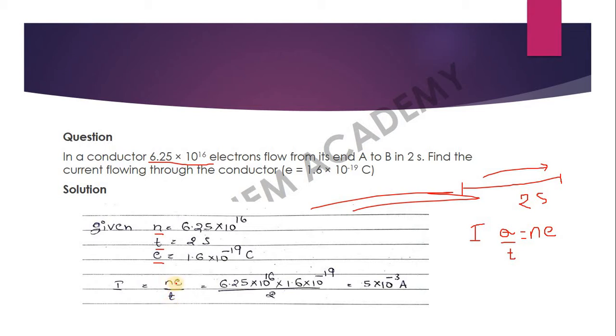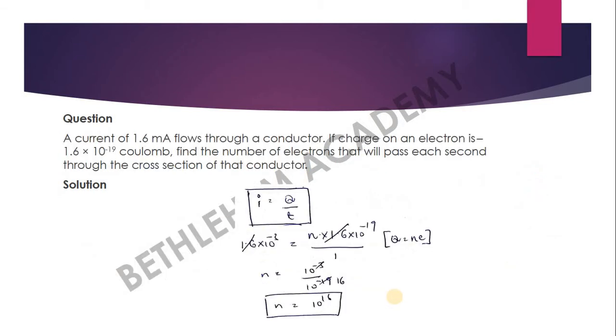Substituting the values, N is equal to 6.25 into 10 power 16, e is equal to 1.6 into 10 power minus 19, T is equal to 2 seconds, and when you simplify all of this, you will get 5 into 10 power minus 3 amperes, or 5 milliamperes. So 10 power minus 3 is nothing but milli. So that is the answer.